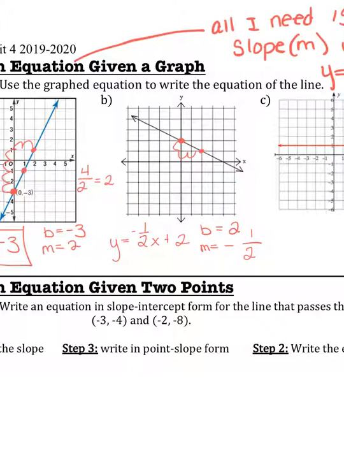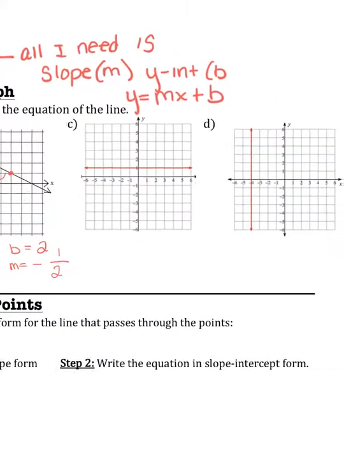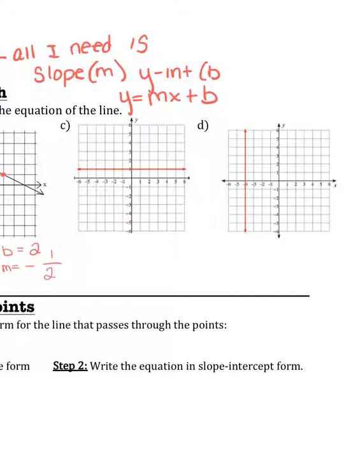And then C and D I particularly like because those are kind of unique, right? Those are vertical and horizontal lines. So always keep in mind Vux and Hoy. So C, I see that it's horizontal, so I'm going to think Hoy, right? Horizontal, 0 slope. So M is 0, which I don't necessarily need, but I'm going to put that on there anyways. And my y-intercept is 1.